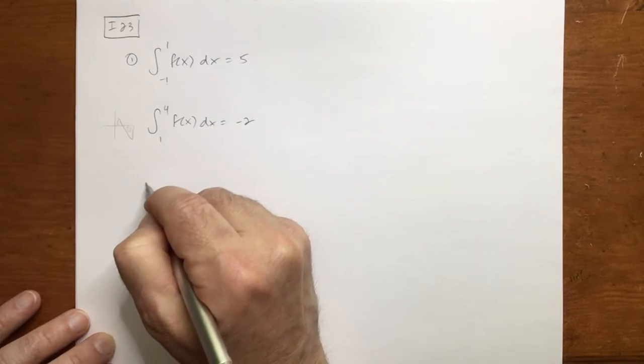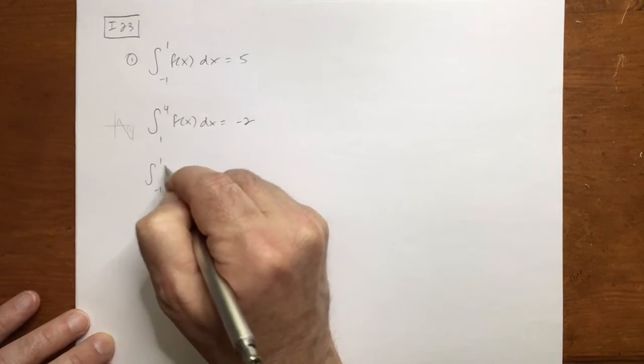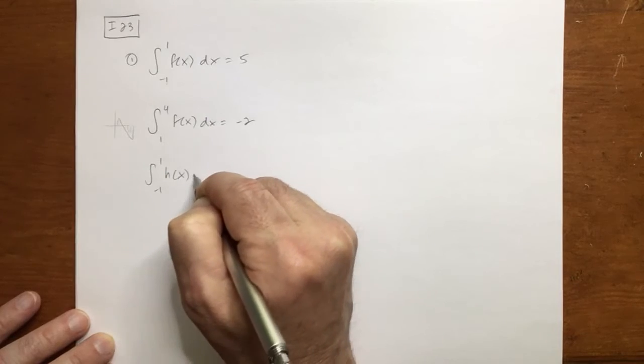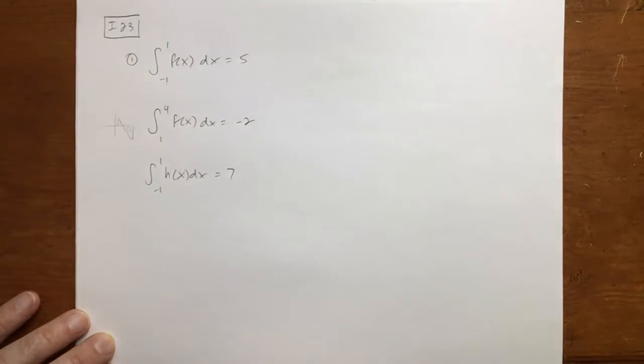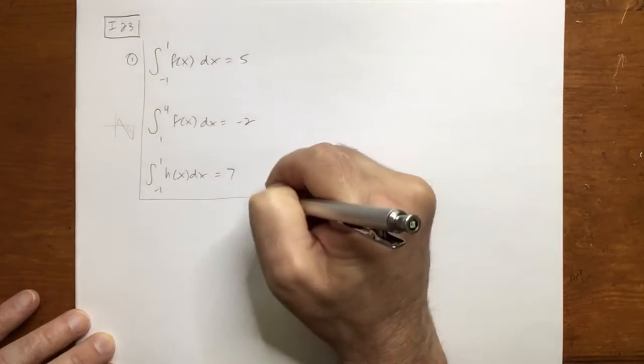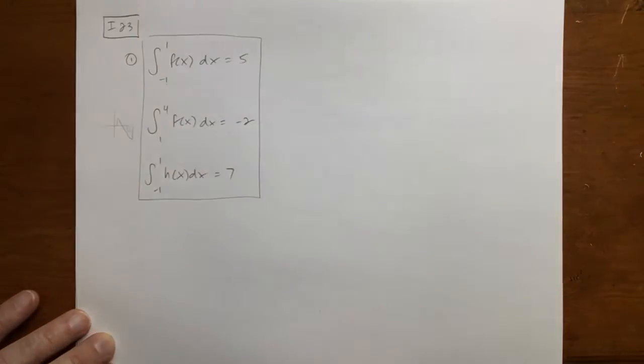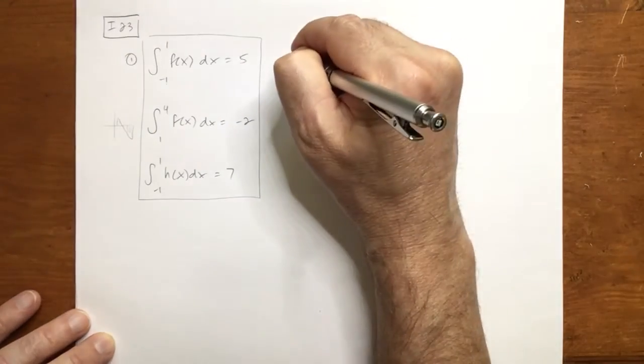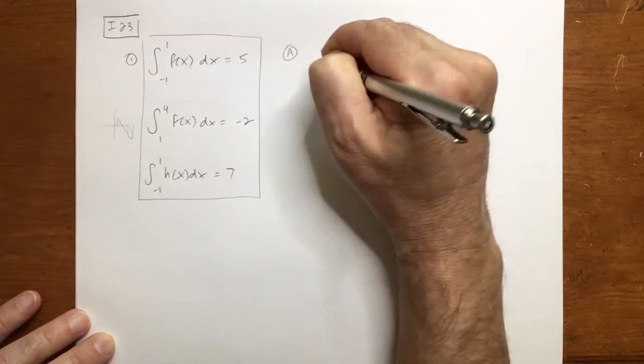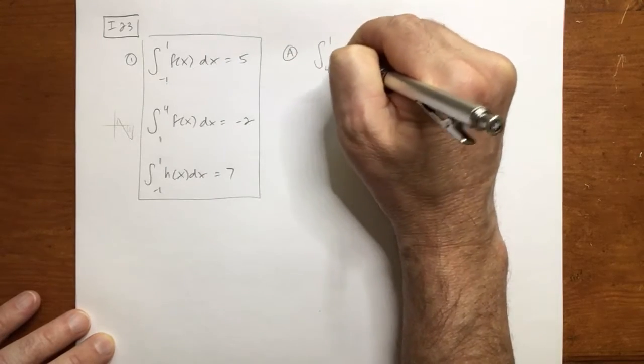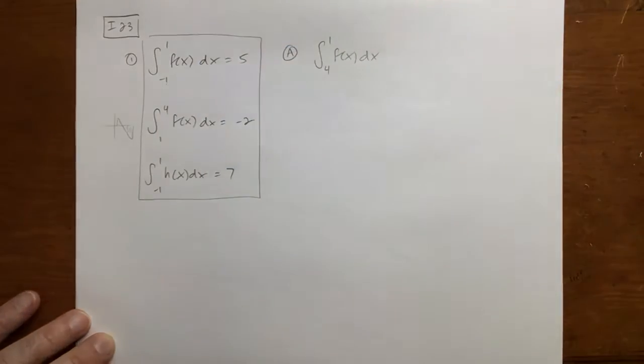Okay, and then let's say this is also true. We have a different curve. All right, so this is what we're given. And let's see if we can evaluate the following using the properties that we've learned.